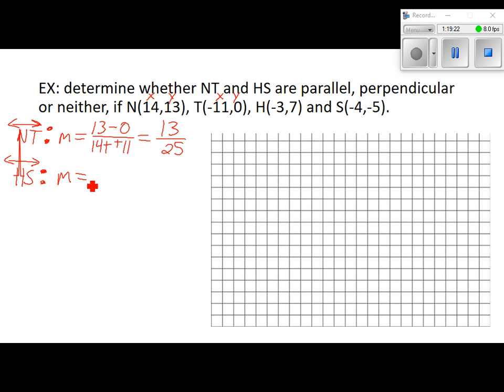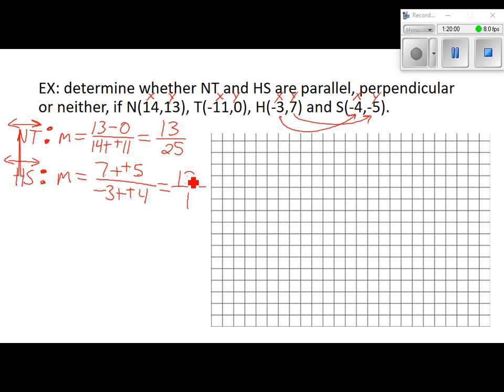Slope. This is an X, that's a Y. This is an X, that's a Y. So the Y's, I'm going to do 7 minus a negative 5. And if I went here to there, then that means for the X's, I got to go here to there. So negative 3 minus a negative 4. That's going to change to a plus. That's going to change to a plus. 7 plus 5 is 12. Negative 3 plus 4 is 1.